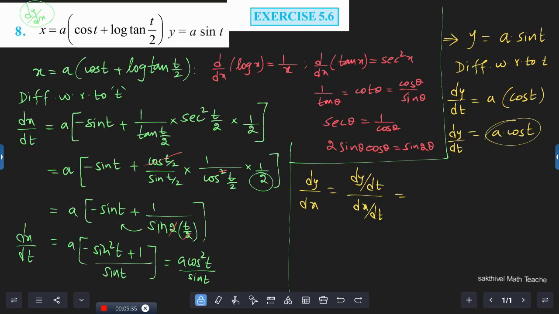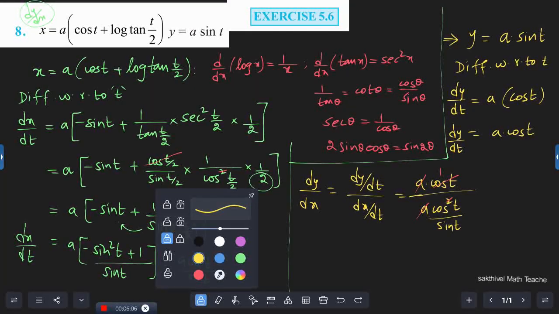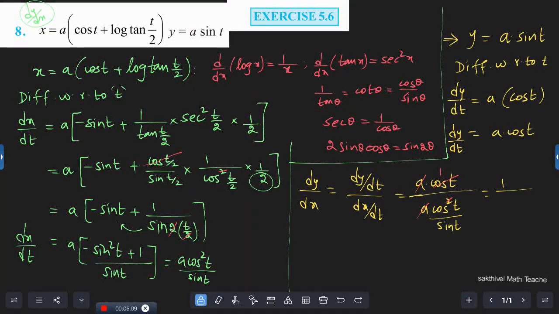dy by dt, here we have a cos t, and dx by dt, here we have a cos square t divided by sin t. Now children listen, the a you can cancel, even one cos will be cancelled, so the denominator 1 divided by cos by sin, when you take it to the numerator, what will happen? You will be getting sin by cos.